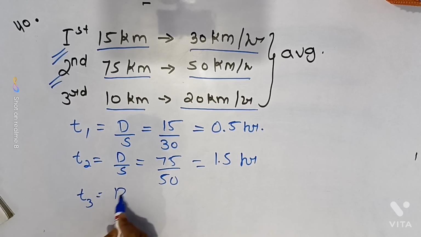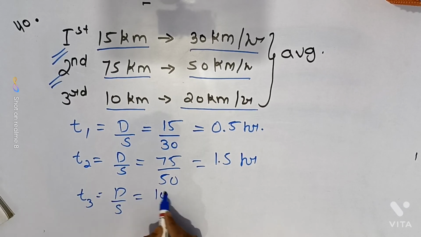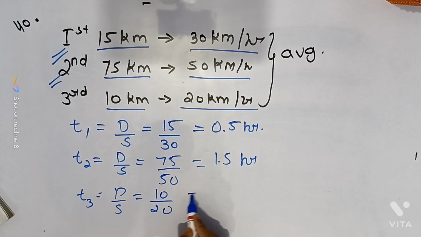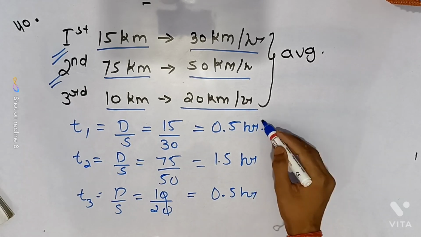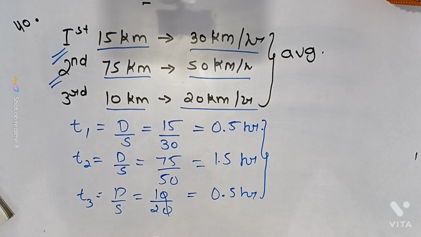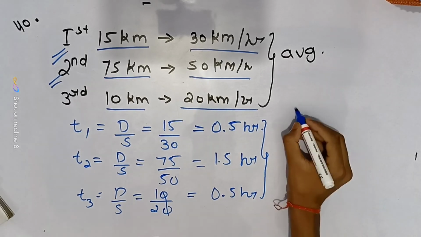Now we will deal with the third. So time t is equal to distance upon speed, which is 10 upon 20. So what we get is 0.5 hour. So we have got the time of all of these. Now we will take out the average. So what is the formula of average?